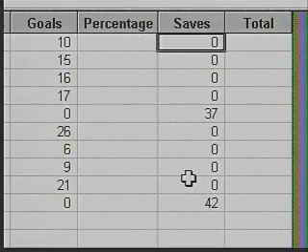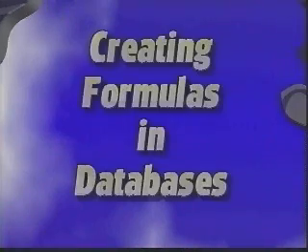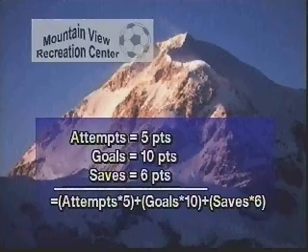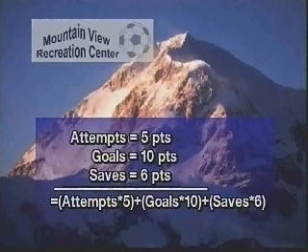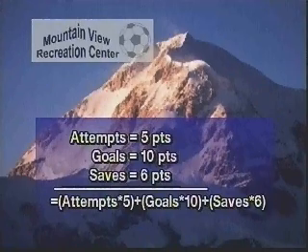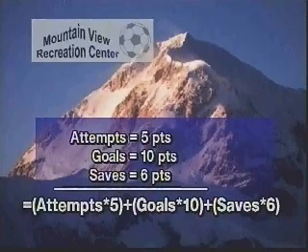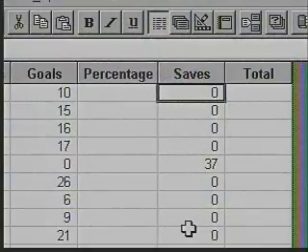Now let's enter some formulas that will turn the data into something more useful. The Mountain View Recreation Center Soccer League assigns a point value for each attempt on goal, goal scored, or save. This incentive program encourages all players to take an active part in the game, not just those with exceptional athletic ability. Our first formula will calculate the total points of all our players, plus those of any new players we may enter later. First, click on the Total field header to highlight the entire column.